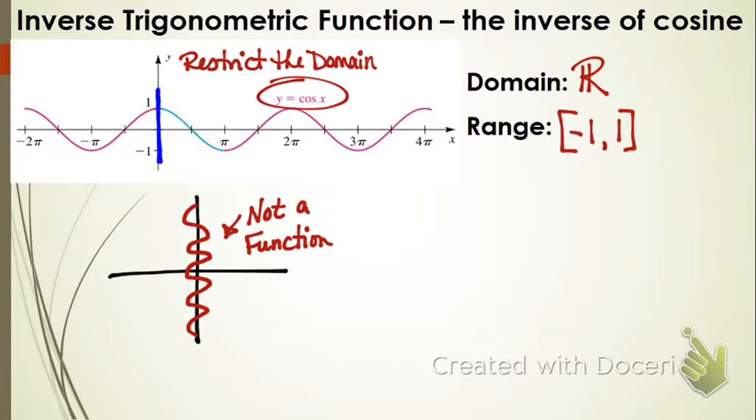I like to stick around the origin if I can. So I'm going to start at 0. How far over can I go until the y values start to repeat themselves? Over to pi. So we are going to restrict this domain from 0 to pi.